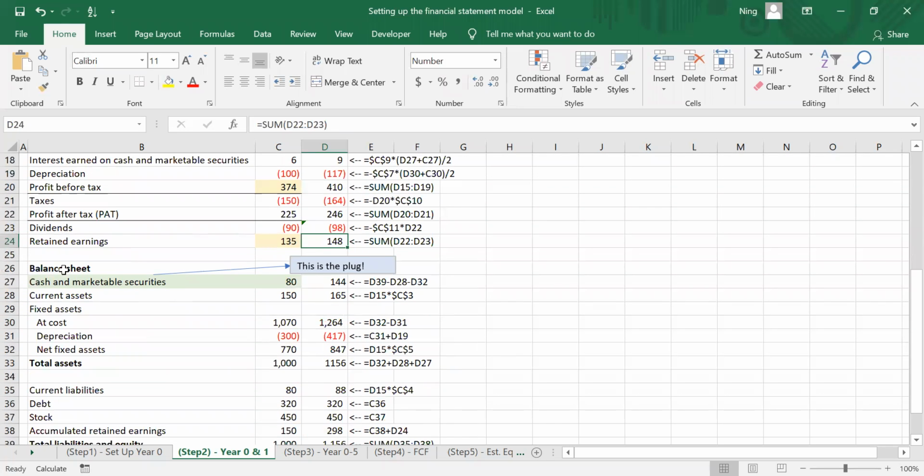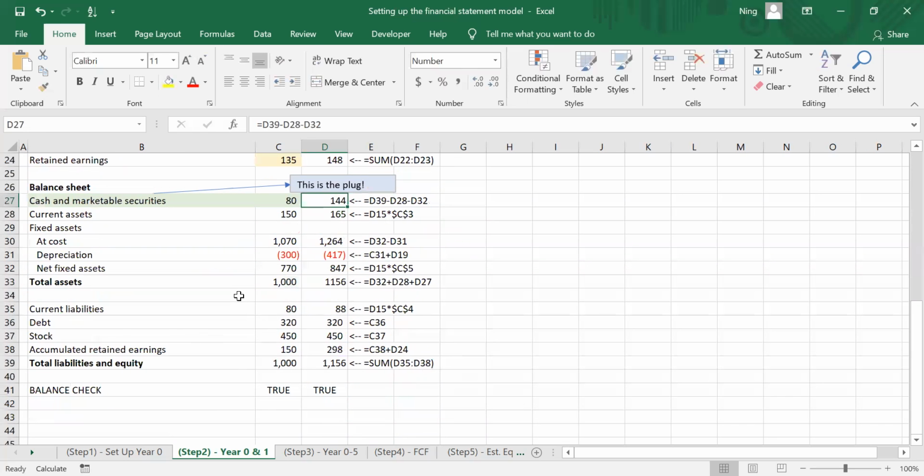Now moving on to the balance sheet section. So on the balance sheet, the first variable is cash and marketable securities, and this is a plug variable. A plug variable is designed to make the balance sheet balance. So on the left-hand side of the balance sheet, the key components are cash, short-term assets, and long-term assets. And then if you use the total value on the right-hand side of the balance sheet, which is the total liability and equity, minus the net fixed assets and minus current assets, you should get the estimate for cash and marketable securities. So that's what you see here.